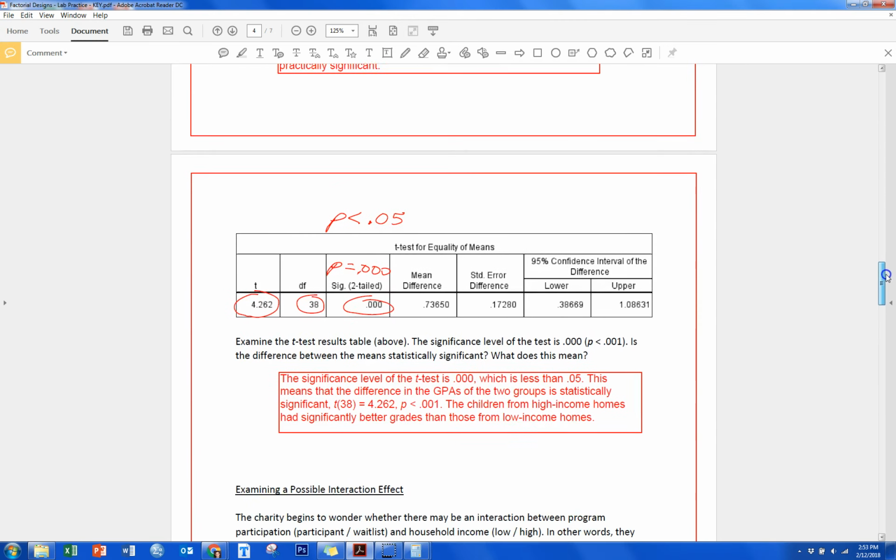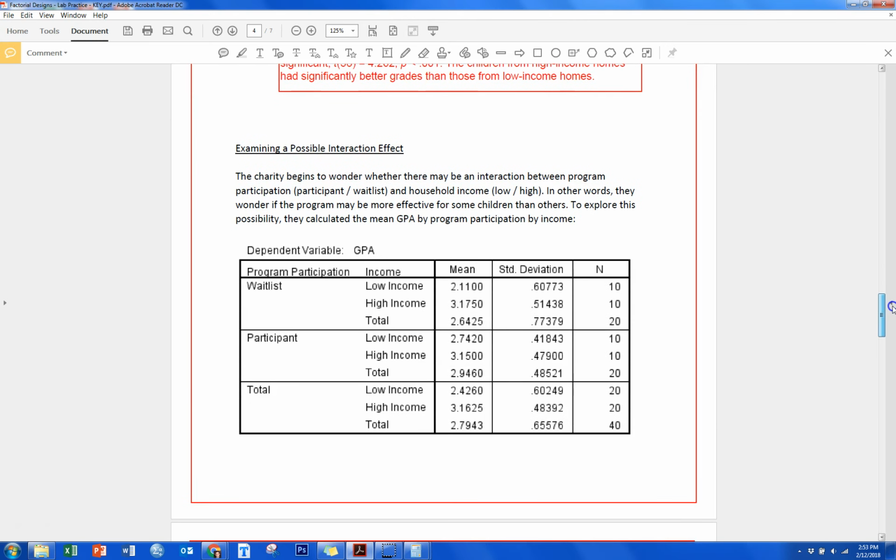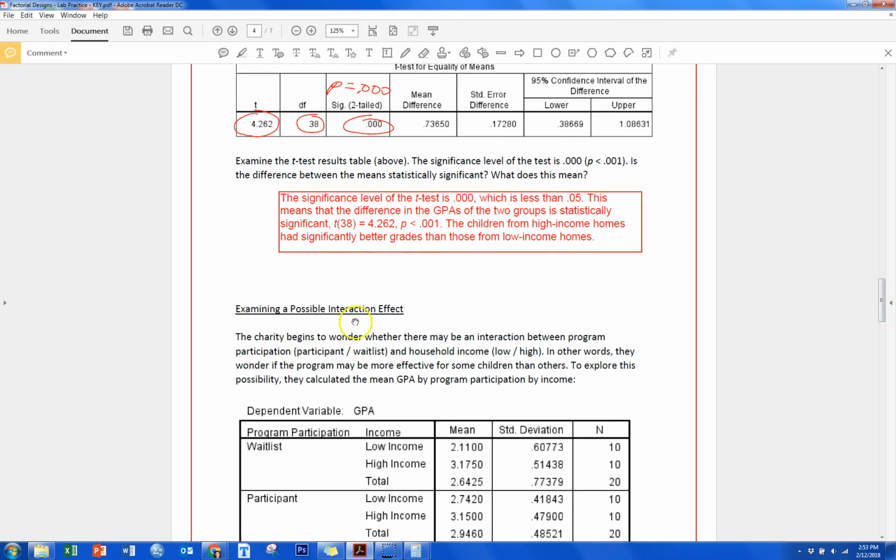Now we're going to look at the effect of these two variables taken together. And what we're looking for is a possible interaction effect. An interaction is when the effect of one variable depends on the level of another variable. So if you were to ask the question, does this program work, and the answer is, well, it depends on something else, that's an interaction. That's what we're going to explore here.